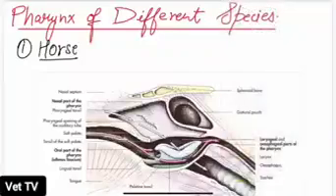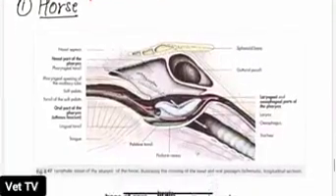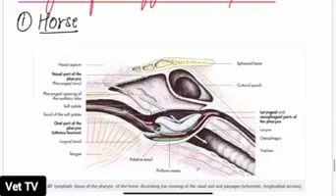So let's start with the pharynx of horse. The pharynx of horse is comparatively longer and narrower compared to the other species, and superiorly it is related to the guttural pouches. So what are guttural pouches?